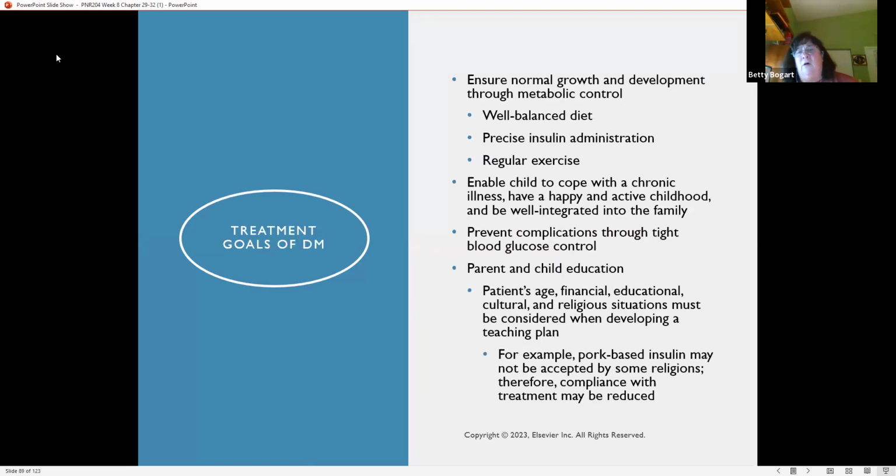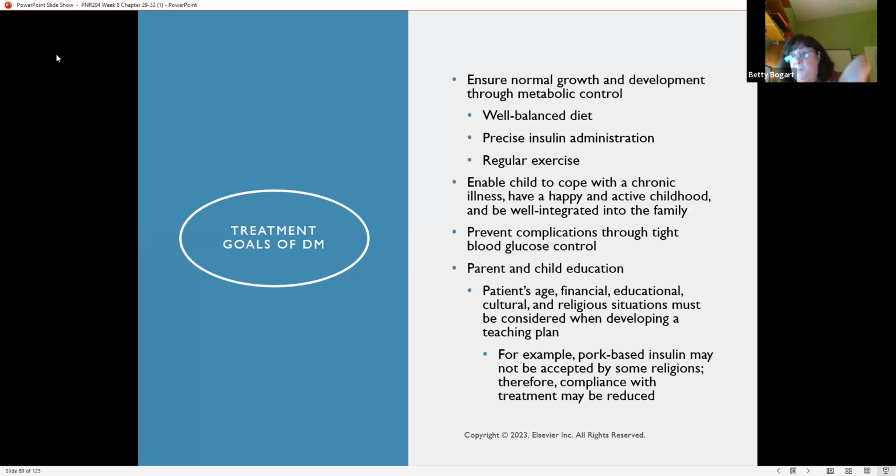So what is our goal? Well, keep them with a good diet, make sure they're doing their insulin. They need to be active. Don't stop them from sports, but you are going to make sure they have snacks and they monitor blood sugars before they start. Okay? Education is very important and making sure that we understand what these children and families can afford.